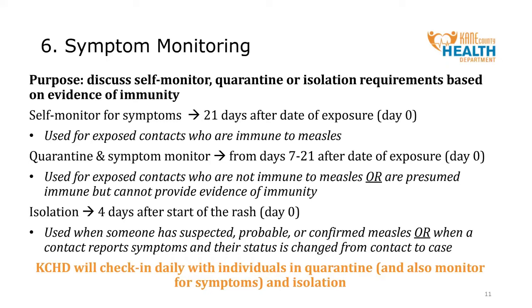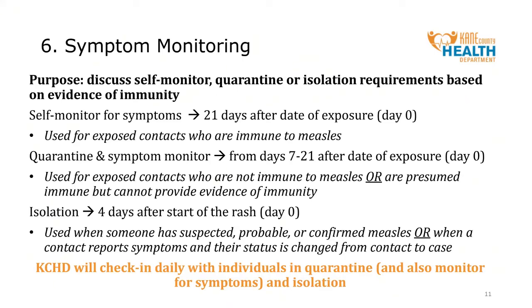On the other hand, contacts who are not immune to measles or cannot provide evidence of immunity must quarantine from days 7 to 21 after their exposure date. For healthcare workers, this would instead be from days 5 to 21. Quarantine entails staying away from others in public spaces while also monitoring for the onset of symptoms. For a contact in quarantine, Kane County Health Department will actively monitor for symptoms rather than have the contact self-monitor. And if a contact in quarantine does develop symptoms, they will need to isolate.